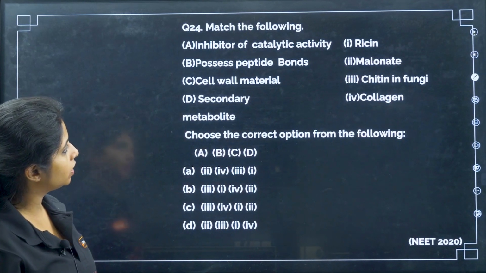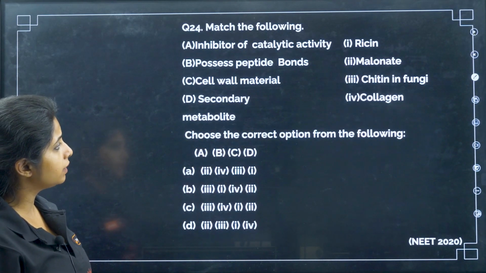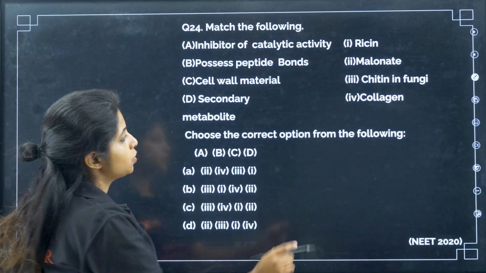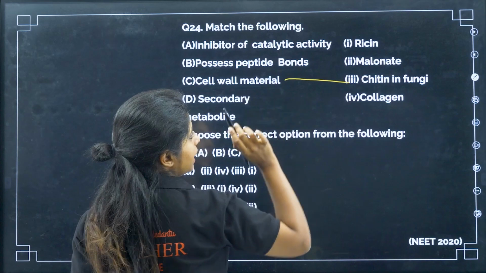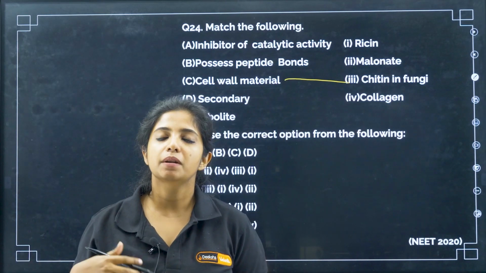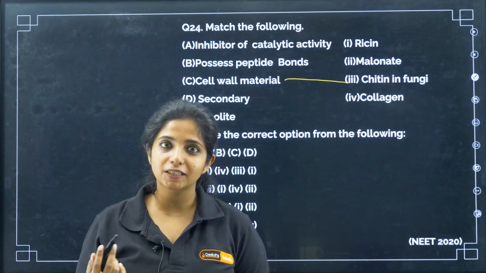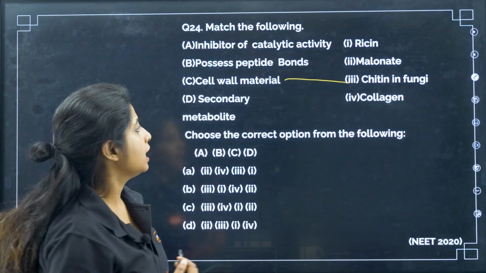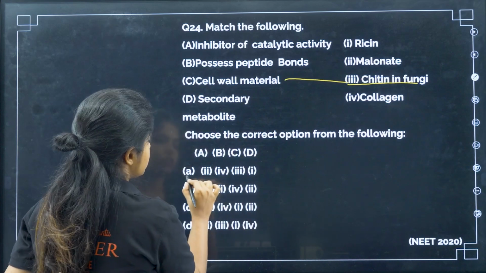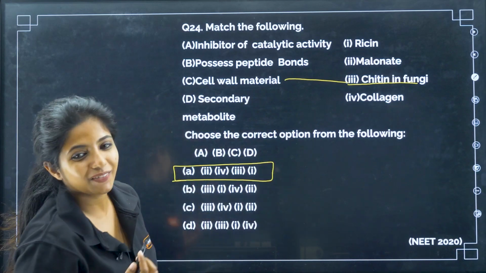Next, match the following. Inhibitor of catalytic activity, possesses peptide bond, cell wall material, secondary metabolite. So, what is the easiest? This one is the easiest. Cell wall material, chitin and fungi. In fungi, the cell wall is made up of chitin. In bacteria, it is made up of peptidoglycan. In the case of plants, it is made up of cellulose, right? So, C goes with 3. I just have one option, and with that one option, I got my answer as well.